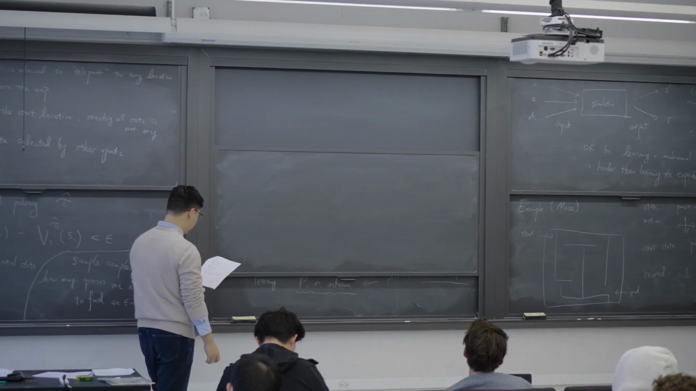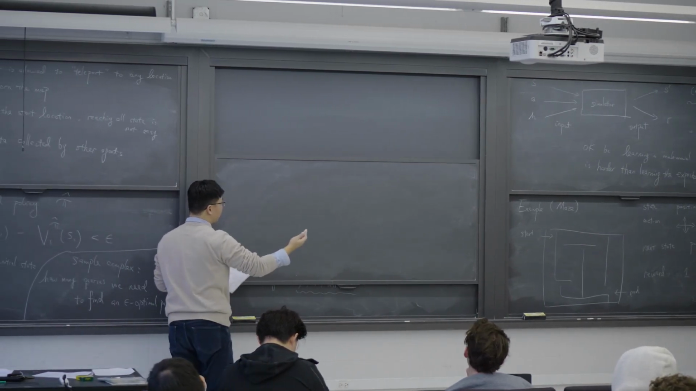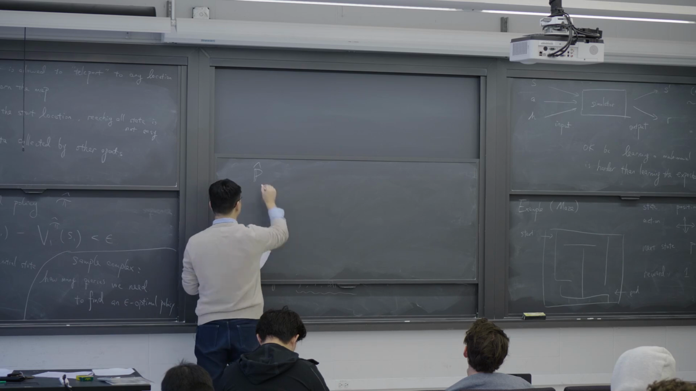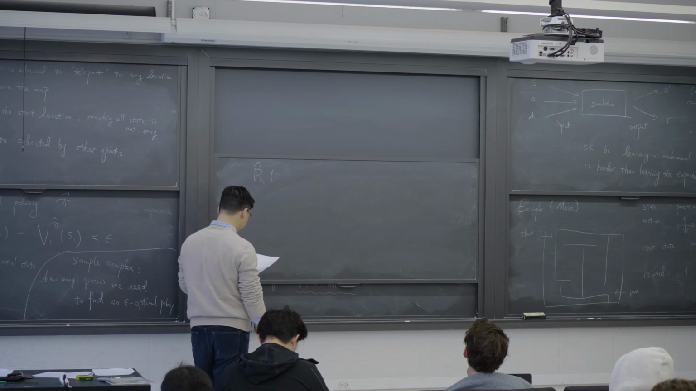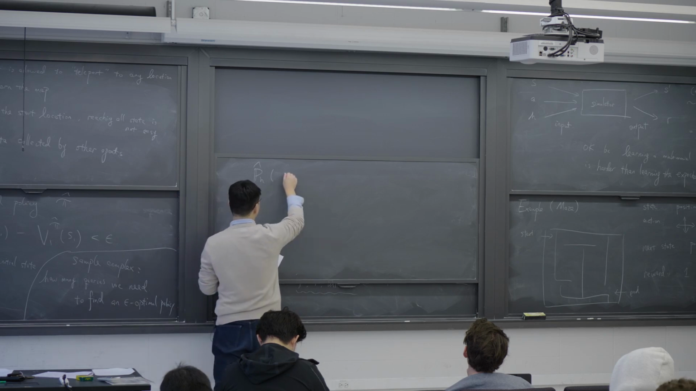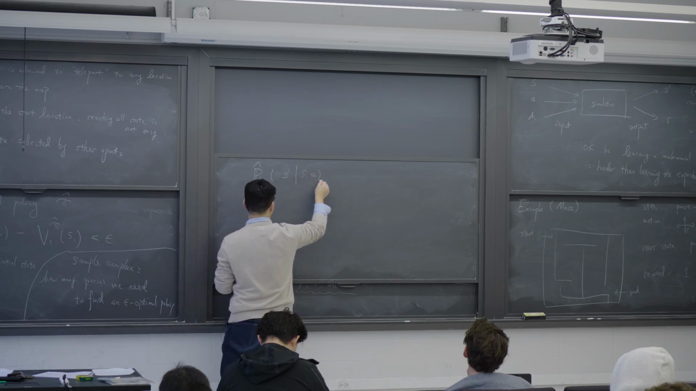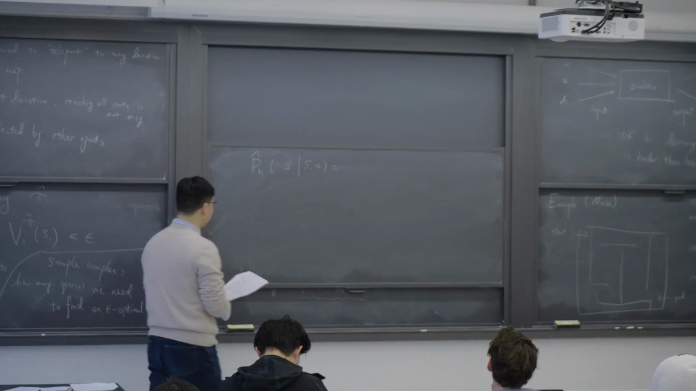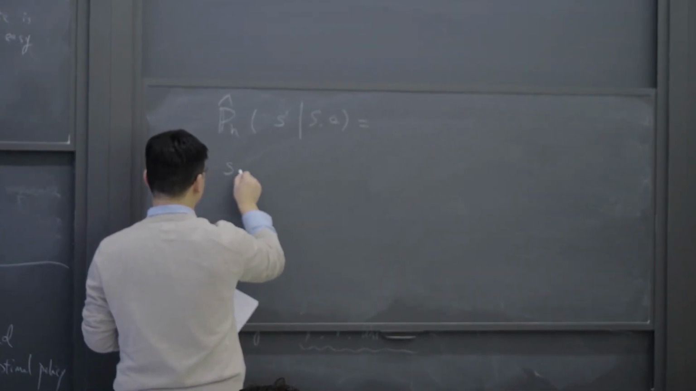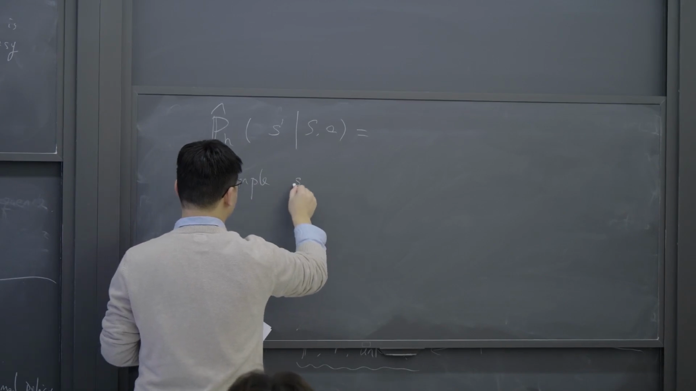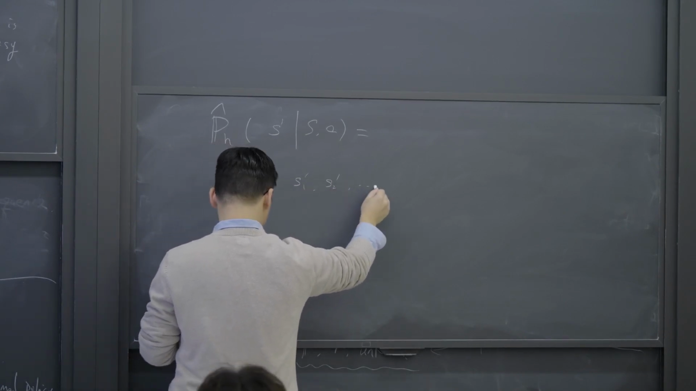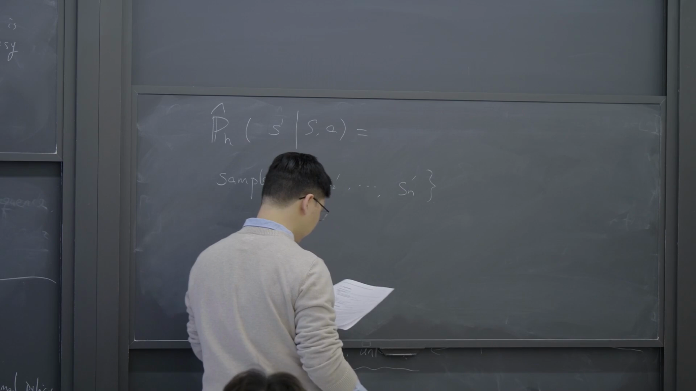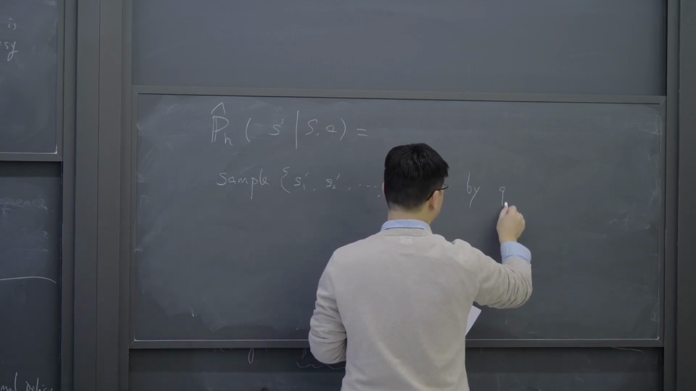So the only thing unknown here is the transition probability. The reward is more or less deterministic, so we don't really need to estimate it. So one way to estimate this transition probability P_H(s'|s,a) is we can calculate the empirical frequency. That is, we will essentially sample a lot of s1', s2', till sn', so we'll sample a lot of samples by querying the simulator.